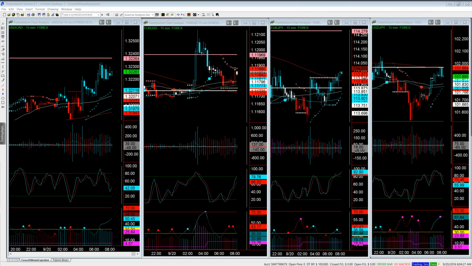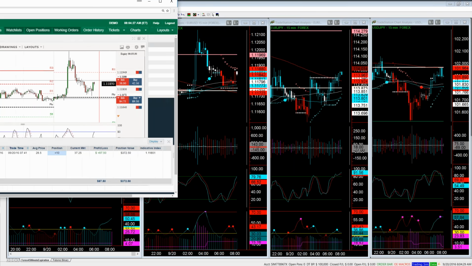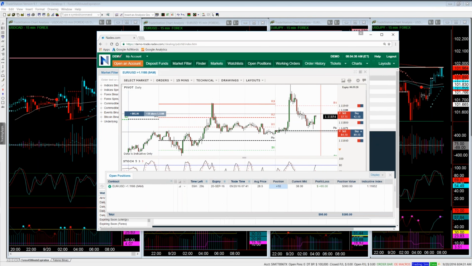Okay, I am doing this trade in a demo Nadex account. You see the word demo right here. It's also green. That tells you it's demo. You can see that I'm at the 1.1188 strike. Okay, you can also see that I only paid $28.50 to enter this trade.